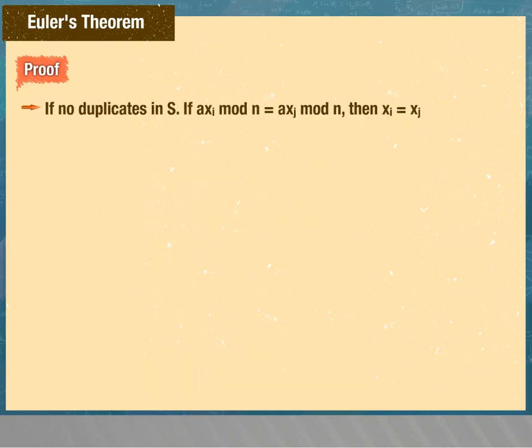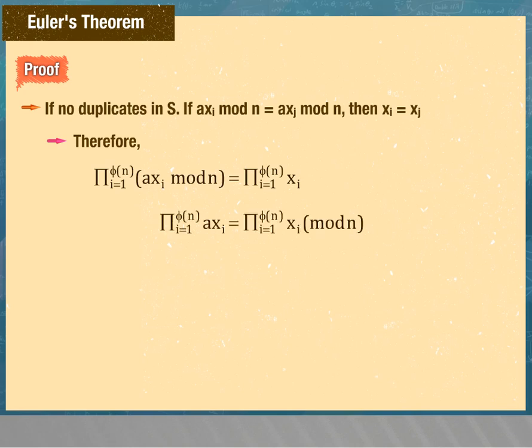There are no duplicates in S: if a xi mod n is equal to a xj mod n, then xi is equal to xj. Therefore, the product over i equal to 1 to phi of n of a xi mod n is equal to the product over i equal to 1 to phi of n of xi. The product over i of a xi is equal to the product over i of xi mod n.